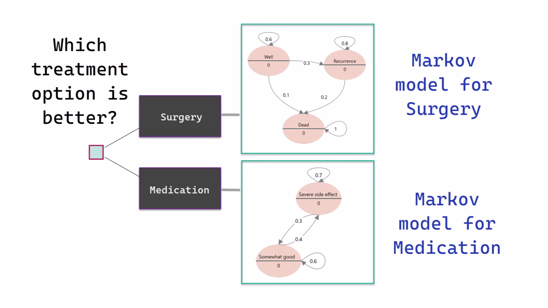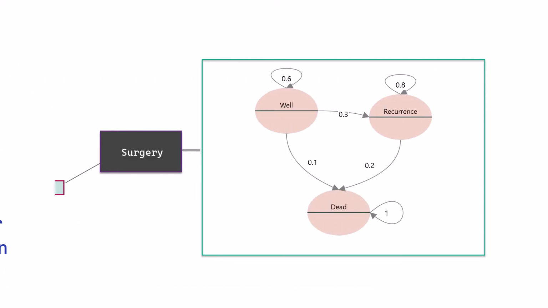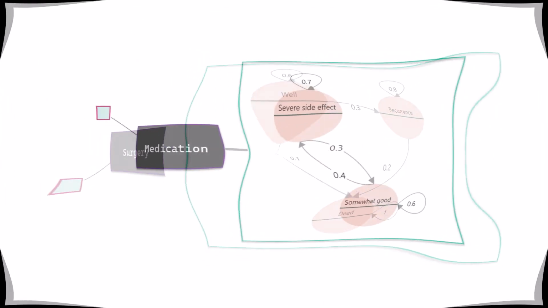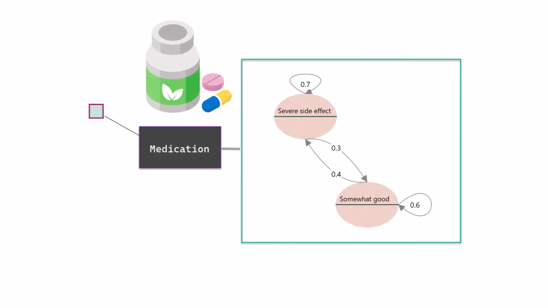If you choose surgery, then the patient can go through three states over the next 10 years: well, recurrence, dead. If you choose to stay on medication, then you will go through the following states over the next 10 years: somewhat good, severe side effect.